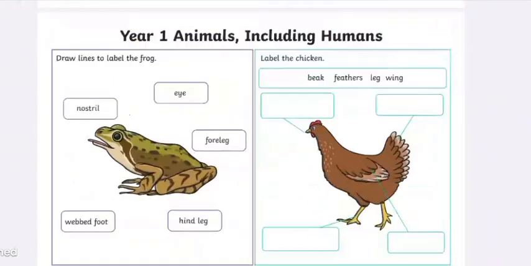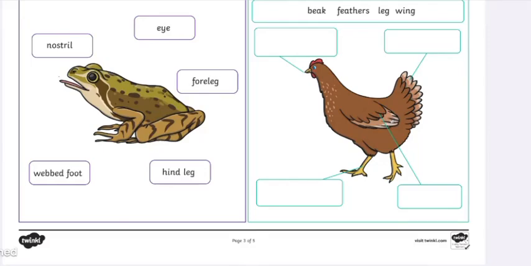Okay, the next we have the frog. We will match only. So what's the meaning of nostril? It's like the mouth or like the nose for us? The nose. Yes, so we are going to match it to the nose.